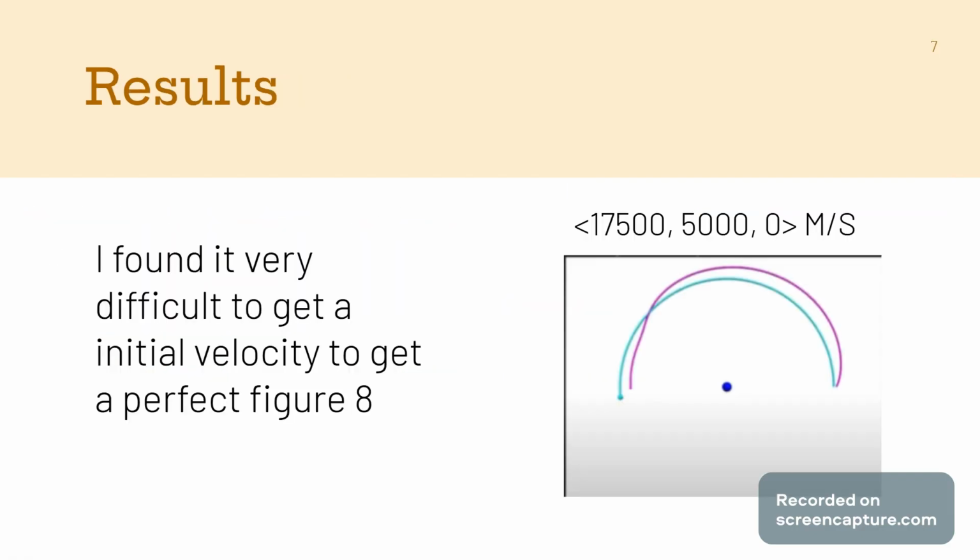And here are my results. I found it really, really difficult to get an initial velocity to make a perfect figure eight. This was kind of the best I could do after a lot of trial and error. My speed was 17,500 in the x direction and 5,000 in the y direction, and that is in meters per second.